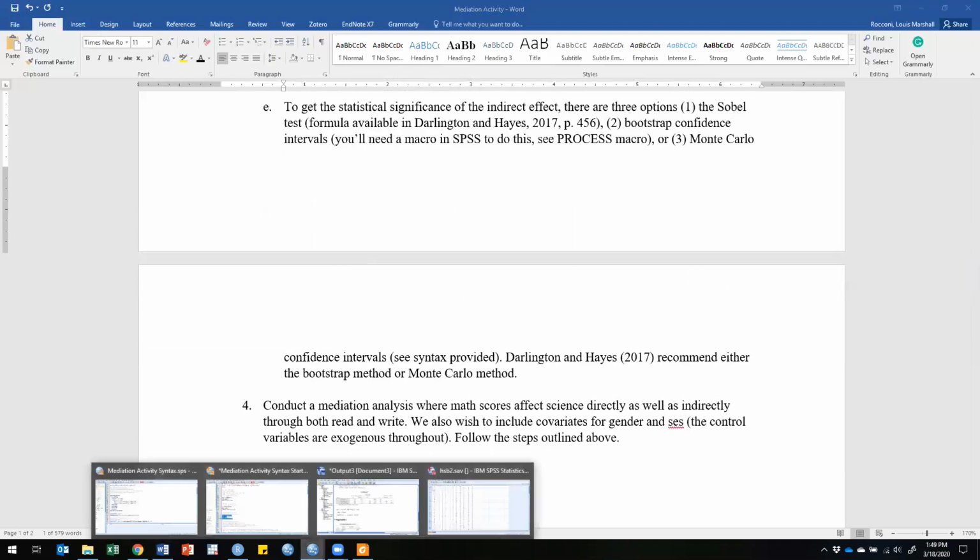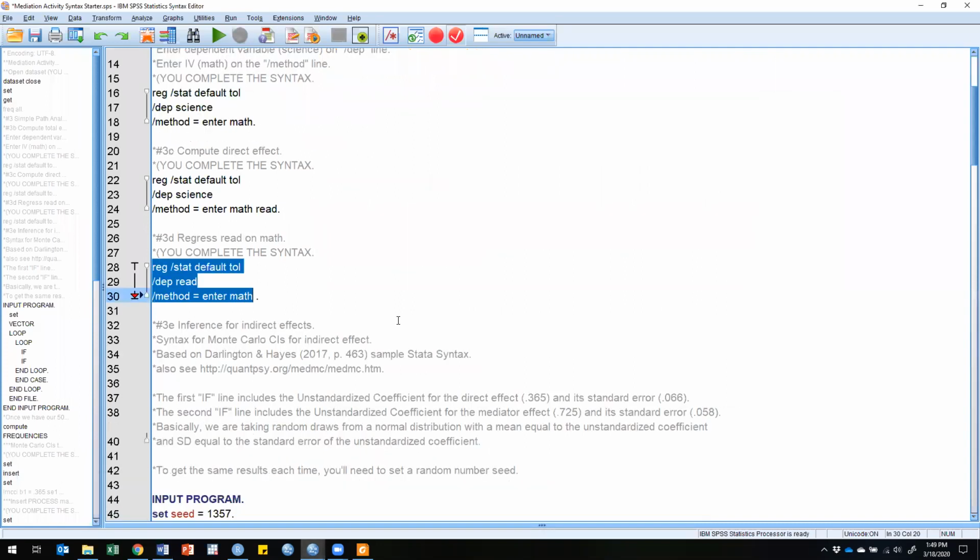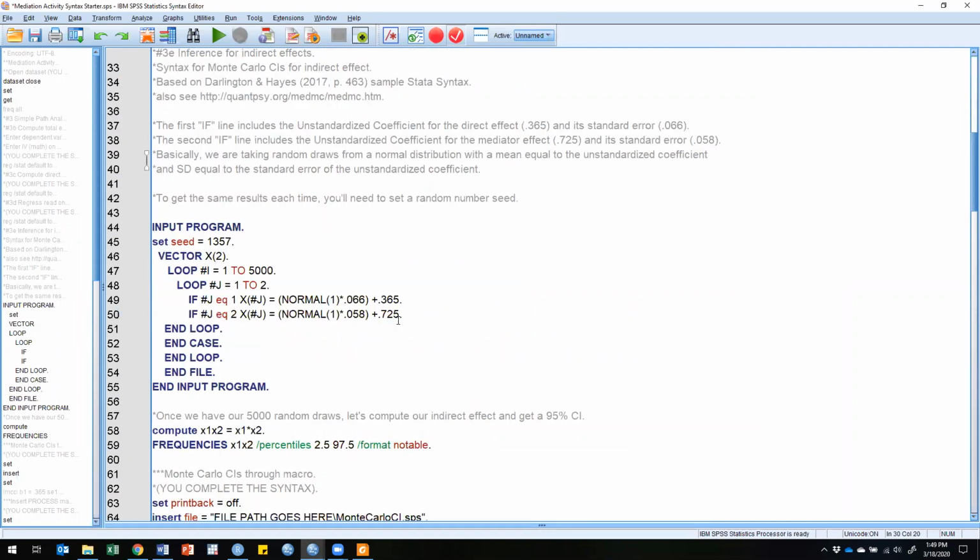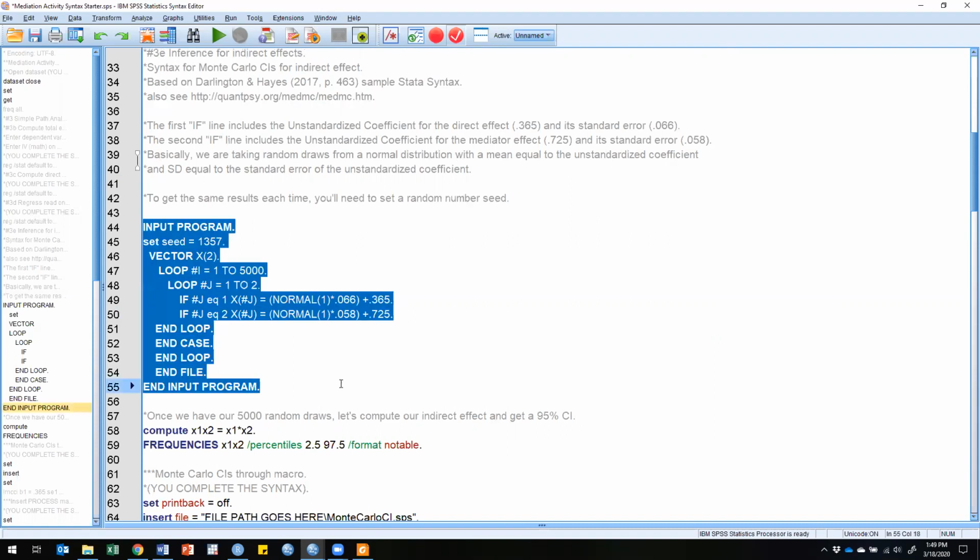So let's go back to our syntax here. What I've done right here is I've written some syntax that will compute the Monte Carlo confidence interval for you in SPSS. So if you were doing a path analysis in SPSS, you didn't want to have to use a separate macro or go into another program to compute the indirect effects, this little bit of syntax here will compute the Monte Carlo confidence interval on your indirect effect.